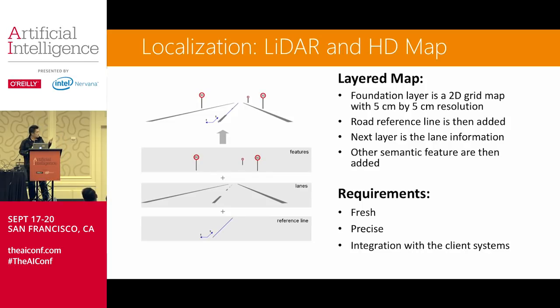The second one is that it needs to be very precise, 5 centimeter by 5 centimeter. The third requirement is that if you put this map infrastructure in the car, it needs to work very well with your client devices. There's one startup out there called DeepMap. They have the best technology so far for building this infrastructure. Welcome to check it out.